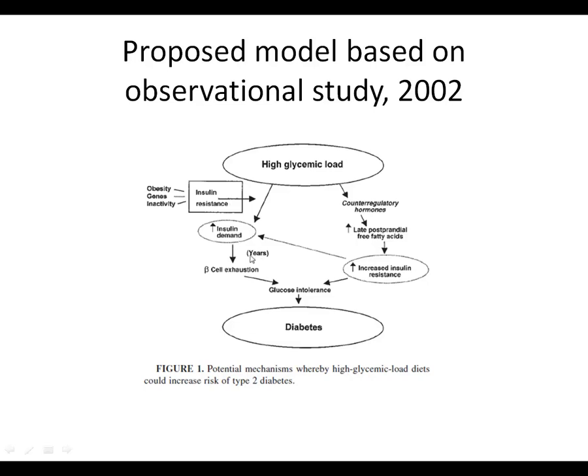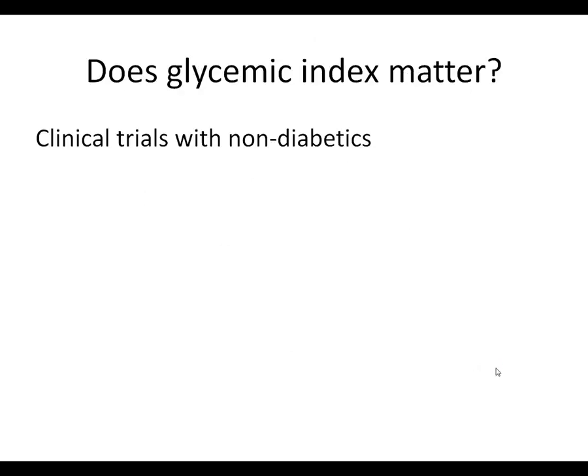And over time, namely years of this type of diet, it causes the beta cells to become exhausted, and then they stop responding to glucose. So that explains the connection between the correlation that they saw and diabetes. But that was a correlational study, so it was followed up with clinical trials.